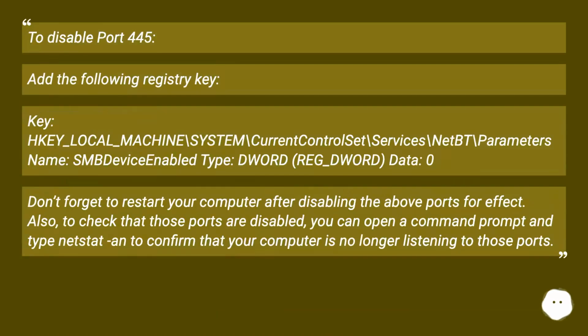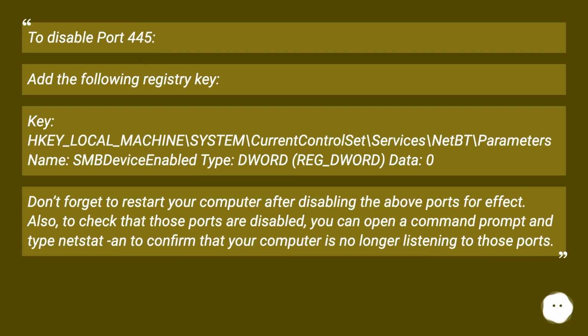How to disable port 445. To disable port 445, add the following registry key: HKEY_LOCAL_MACHINE\SYSTEM\CurrentControlSet\Services\NetBT\Parameters, name: SMBDeviceEnabled, type: REG_DWORD, data: 0.